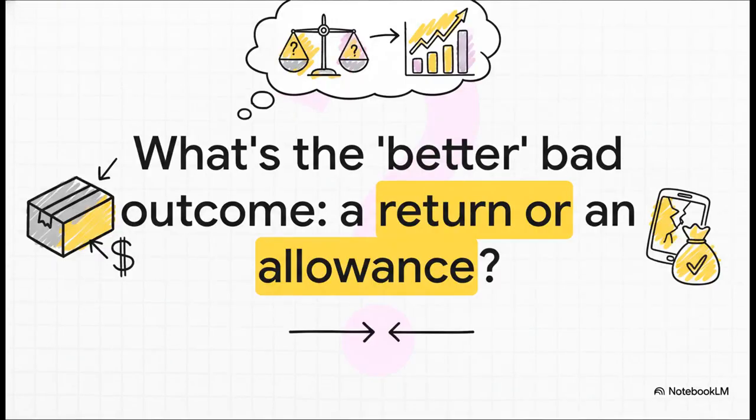And all of this leads to a really fascinating strategic question for any business. When something goes wrong, what's the better bad outcome? Is it a return, where you lose the entire sale but you get your inventory back? Or is it an allowance, where you keep part of the sale but you know there's a flawed product out there with your brand name on it? It's a tough call, and it's a decision businesses have to weigh every single day.